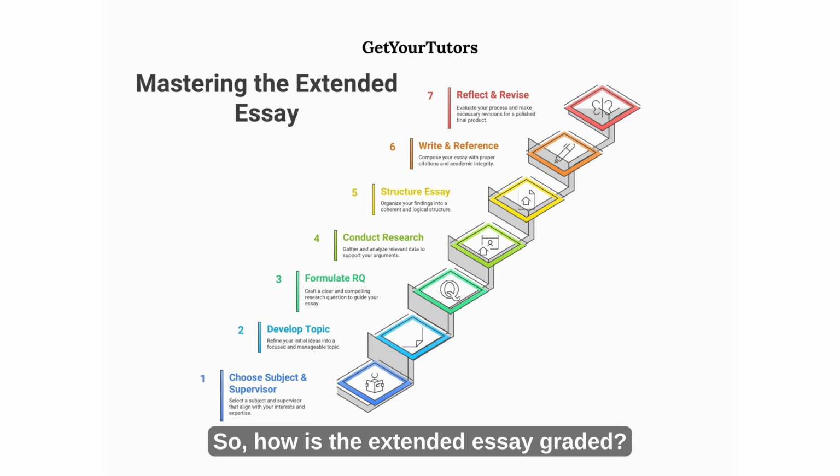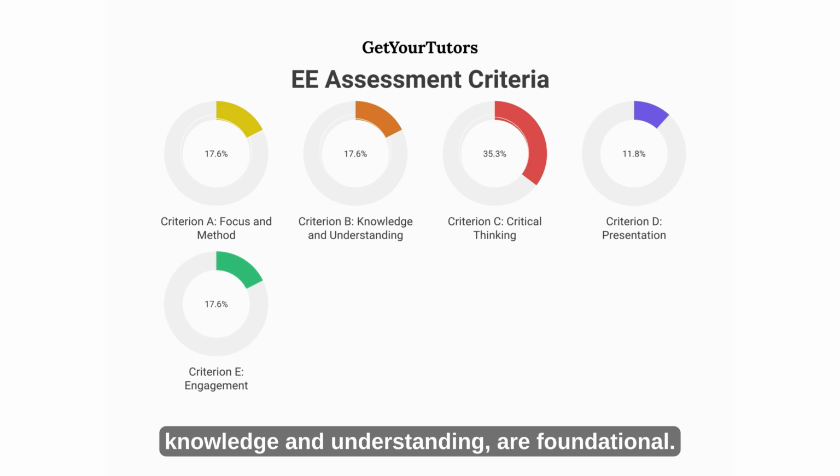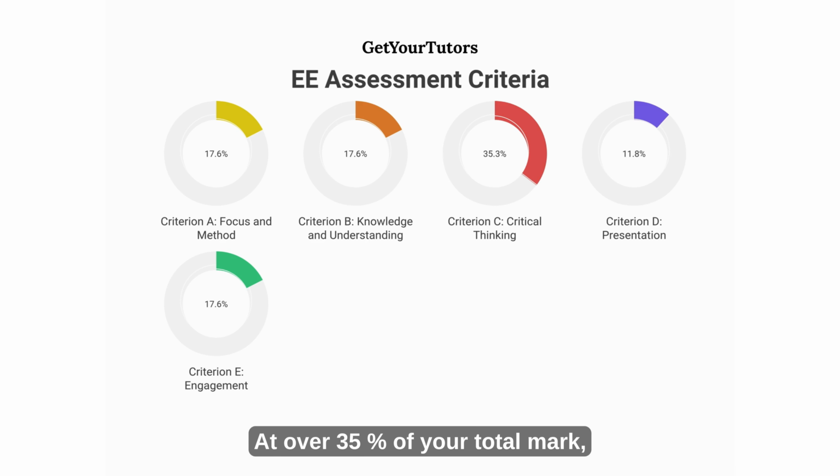So, how is the extended essay graded? Understanding the EE assessment criteria is essential. Criterion A, focus and method, and Criterion B, knowledge and understanding, are foundational. But pay close attention to Criterion C, critical thinking. At over 35% of your total mark, this is the most important component. The IB wants to see your analysis, your evaluation, and your ability to synthesize information into a persuasive argument, not just describe what you've read.